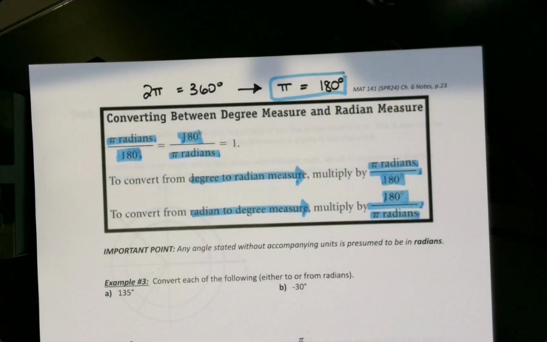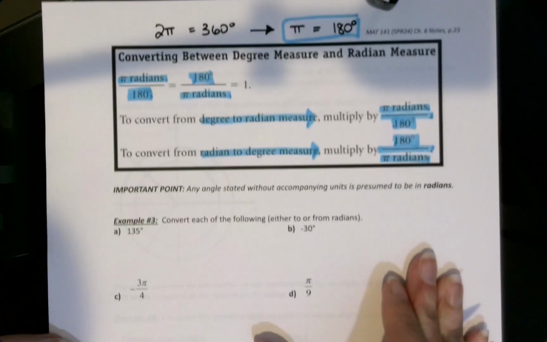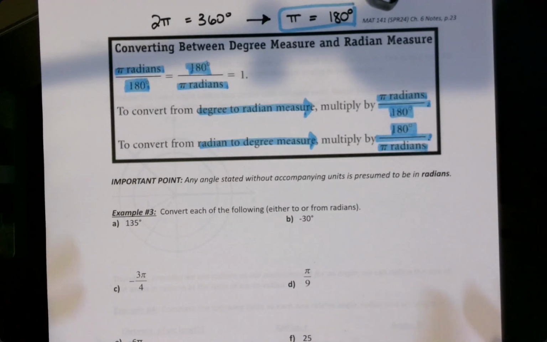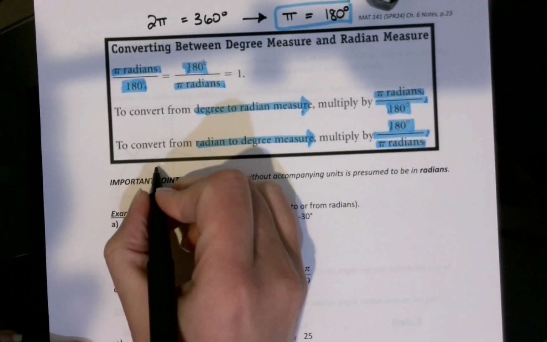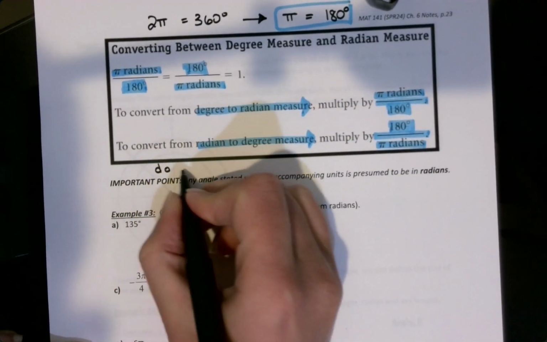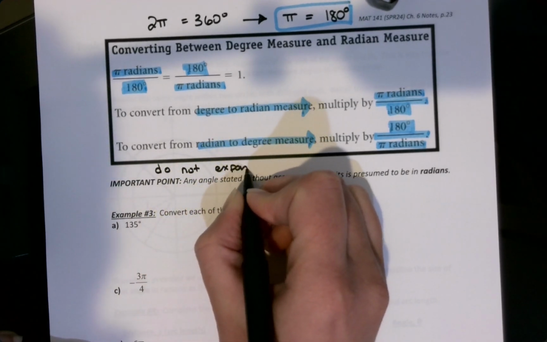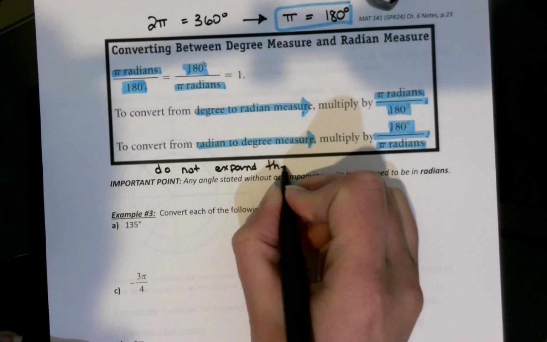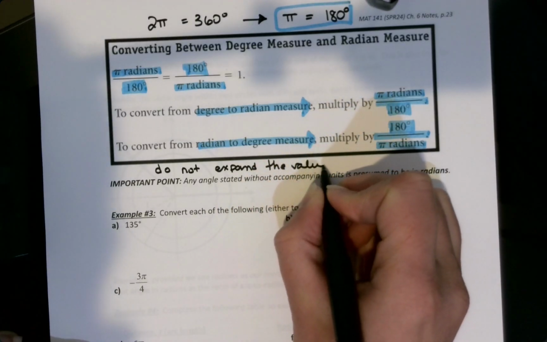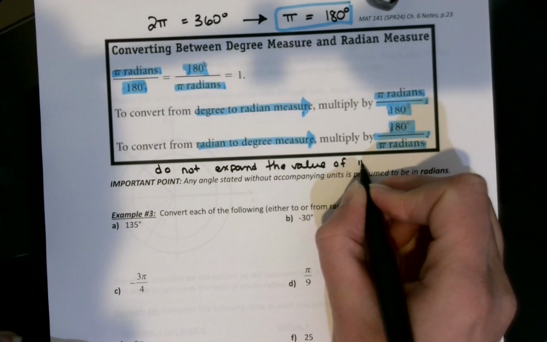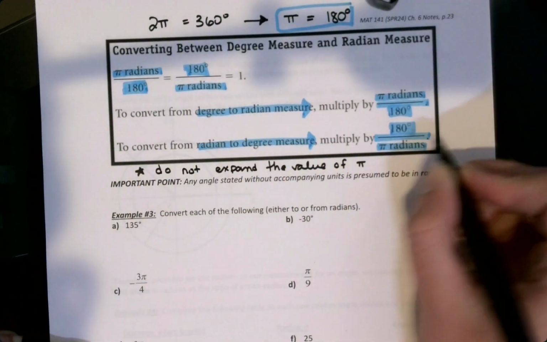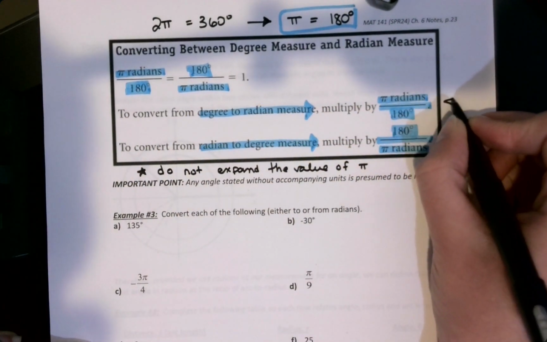One of the other notes about this is that we typically like to keep our radian measure in terms of pi instead of using a decimal measure. That will keep it more exact. We don't multiply the pi out, we leave pi as a symbol pi. So for the most part, we do not expand the value of pi when converting into radian measure.